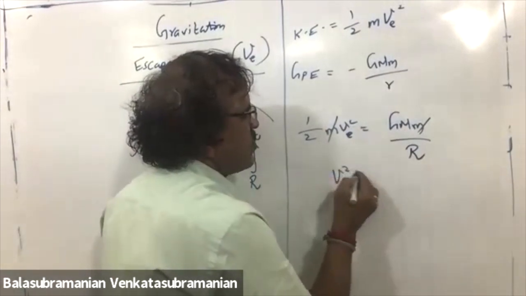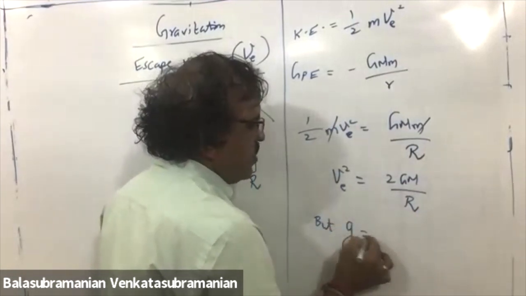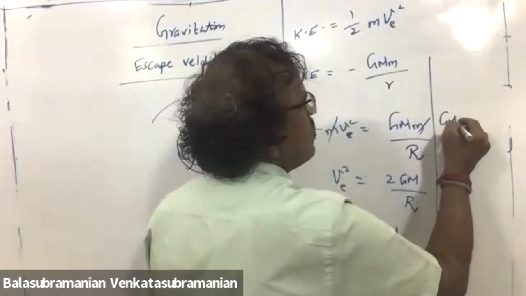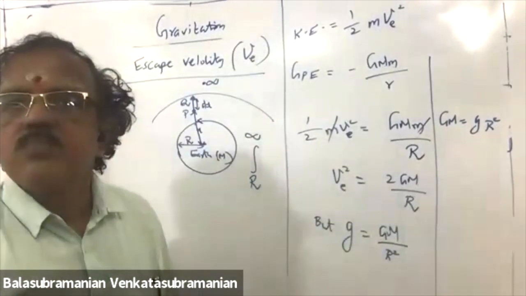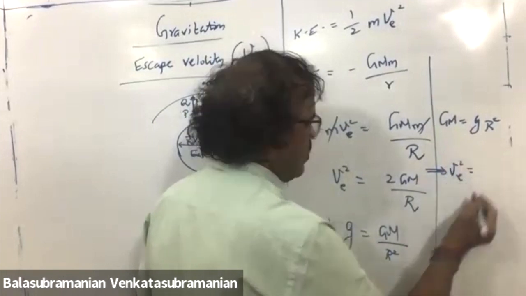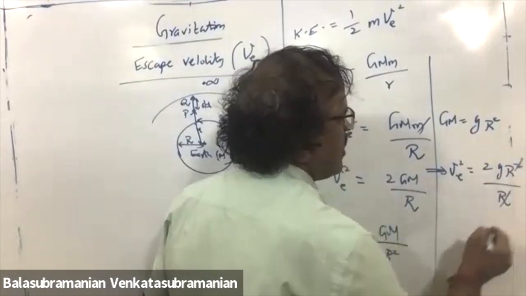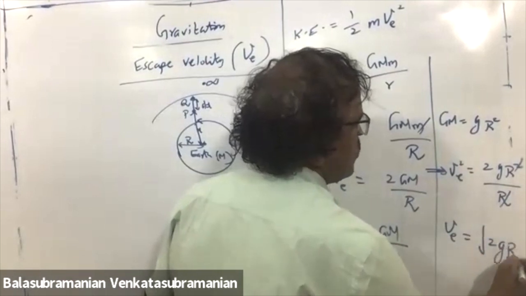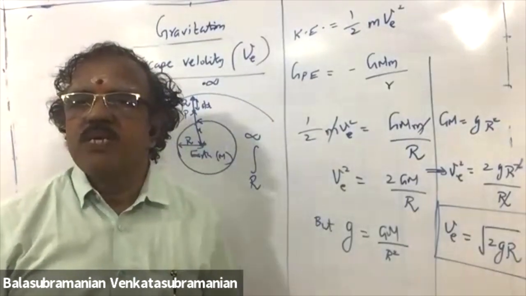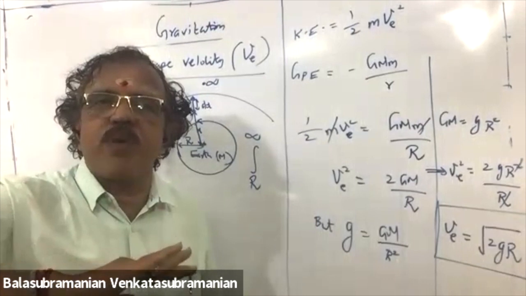Cancel. V square is 2GM by R. But g is equal to GM by R square, so GM is equal to gR square. This implies V square is equal to 2 into gR square by R. Cancel. V is root of 2gR. This is the expression for escape velocity, the minimum velocity necessary for a body to escape outside the gravitational field.